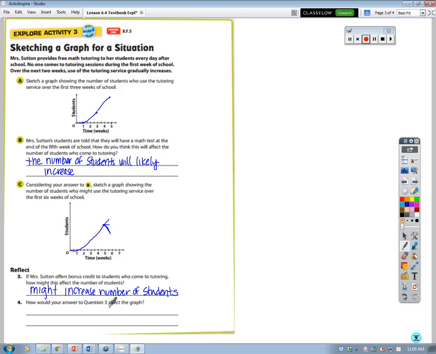And then how would your answer to question 3 affect the graph? So what we can do here is, if more students came, if she offered bonus credit, I would say that it would probably increase and then maybe plateau for a little bit, right? Not get a whole lot of new people. And then it might just go up and down for a little bit. But that's my prediction. I would say a greater number of students would use the after-school tutoring for bonus credit.